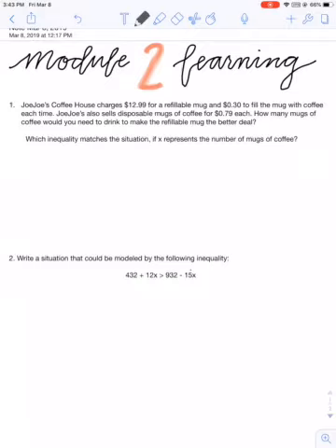JoJo's Coffee House charges $12.99 for a refillable mug and 30 cents to fill the mug with coffee each time. JoJo's also sells disposable mugs of coffee for 79 cents each. How many mugs of coffee would you need to drink to make the refillable mug the better deal?